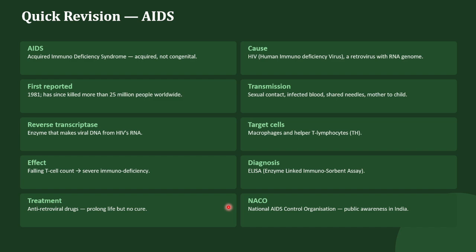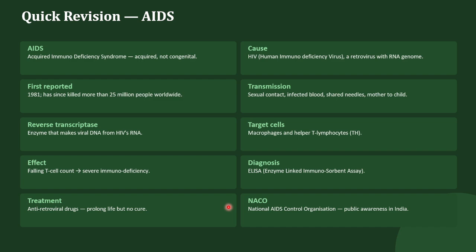And what is the genetic material of HIV? RNA. Name the enzyme that helps HIV make DNA from RNA: reverse transcriptase. Which cells are important targets of HIV? Macrophages and helper T lymphocytes. What happens to helper T cell numbers? They progressively decrease. What happens to immunity? It becomes severely weakened. And what is the diagnostic test? ELISA.